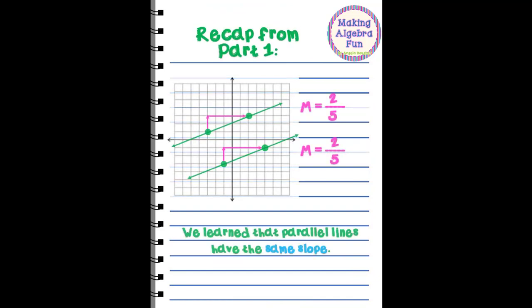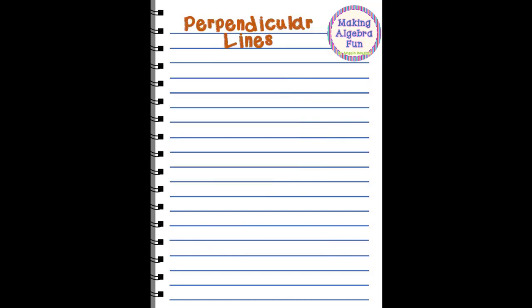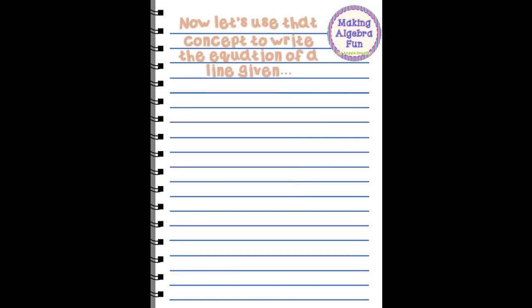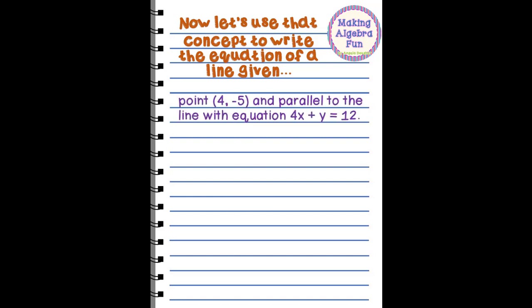Just a quick recap from part 1. We talked about how parallel lines have the same slope and perpendicular lines have opposite reciprocal slopes. So we're going to use that today, and we're going to take it a step farther. We're going to use that concept to write the equation of a line given a point, and that our line is parallel to a line with an equation 4x plus y equals 12.